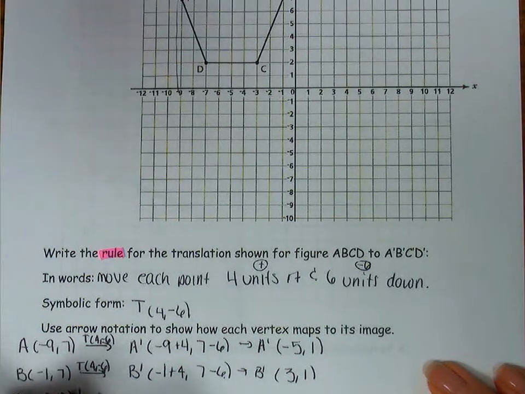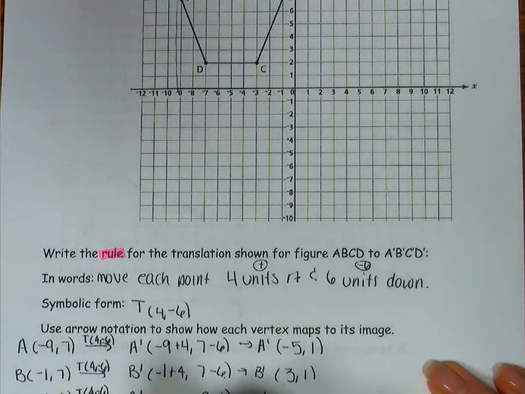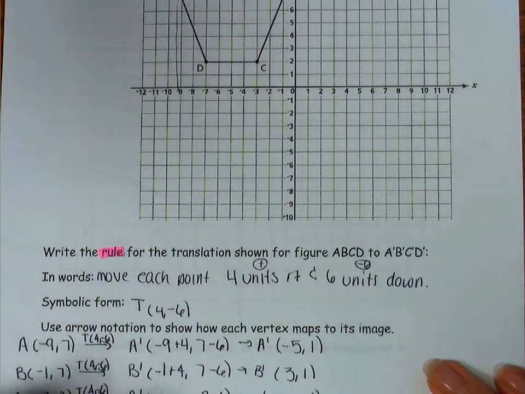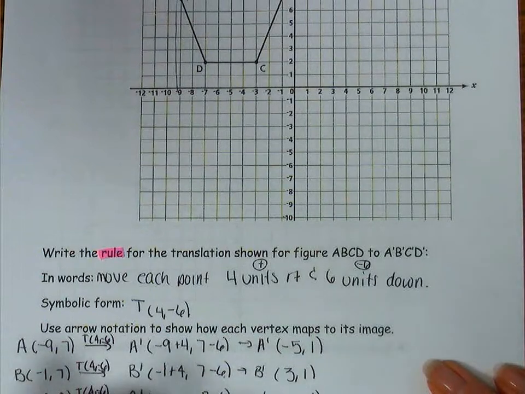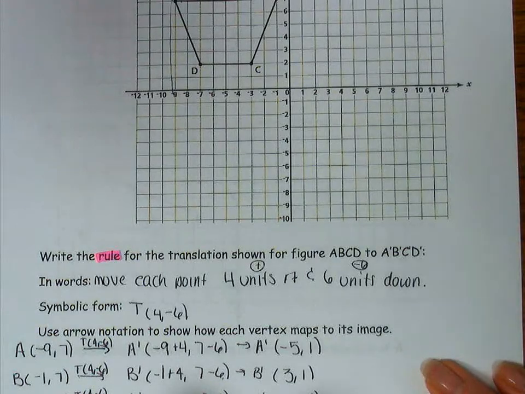And C, once again, we're translating it by <4, negative 6>. C prime is negative 3 plus 4, 2 minus 6. C prime is 1, negative 4. And the last coordinate, letter D, for <4, negative 6>. Make sure you're copying all this down because this is going to tell you where we need to move. And I'm going to show you another way we can figure it out as well, so don't worry. Negative 7 plus 4, 2 minus 6. So D prime is going to be negative 3, negative 4.